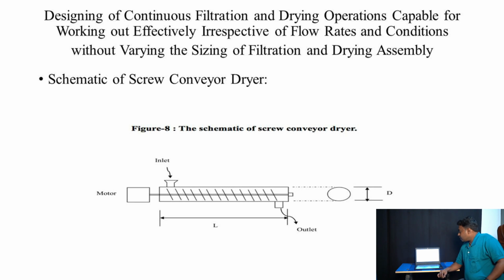This is the schematic of the screw conveyor. This is the length of the screw conveyor and this is the cross-sectional area where D is the diameter, and we have taken D equal to 10 centimeter for fabrication.